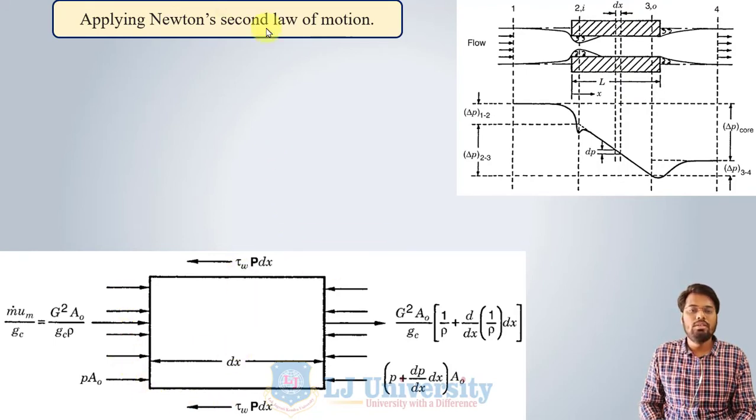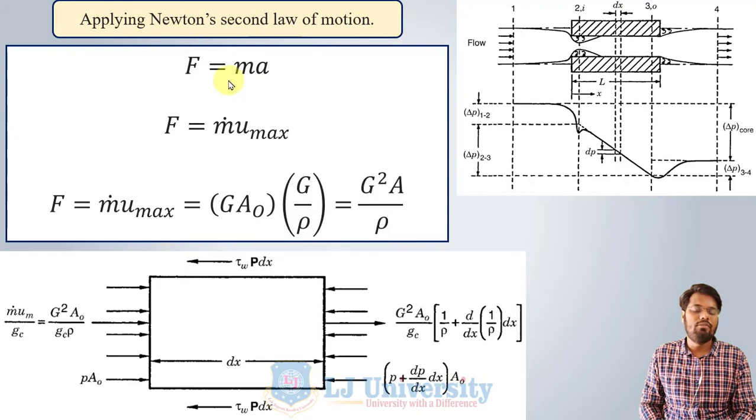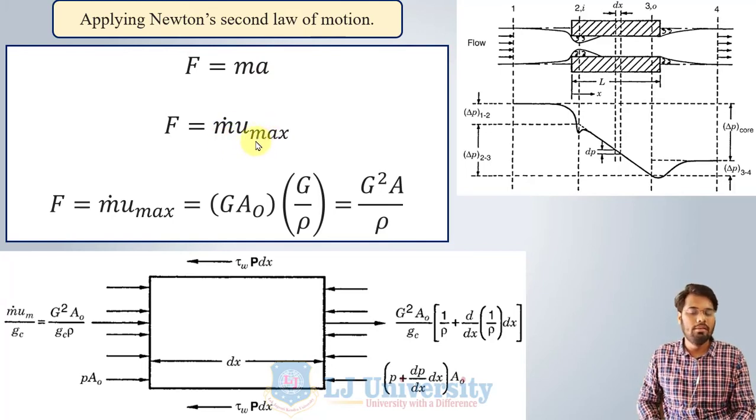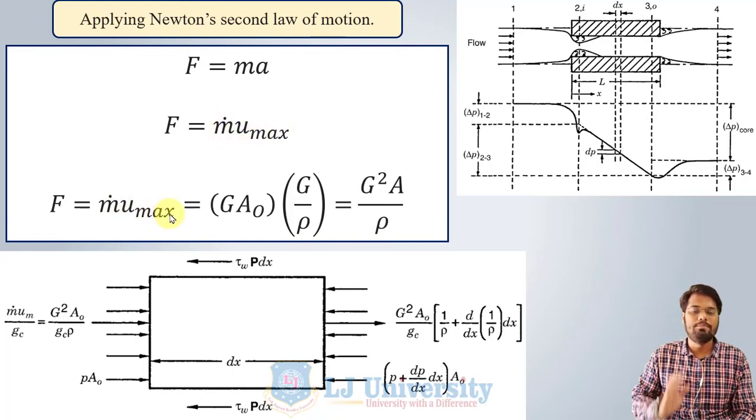Now applying Newton's second law, we know the law is F is equal to ma, mass into acceleration. Acceleration is velocity divided by time, and mass divided by time becomes mass flow rate, m dot, and this is our velocity, which is supposed to be u max. So F is equal to m dot into u max.